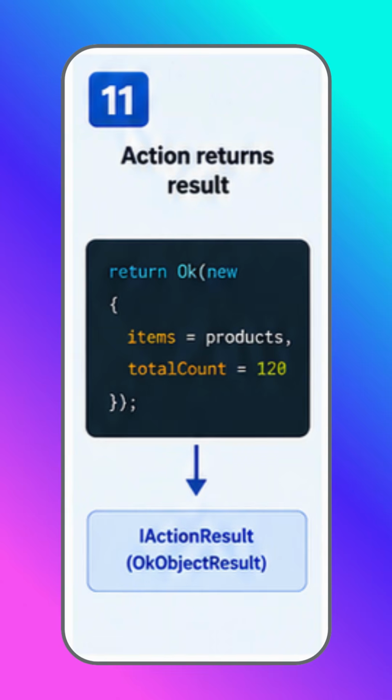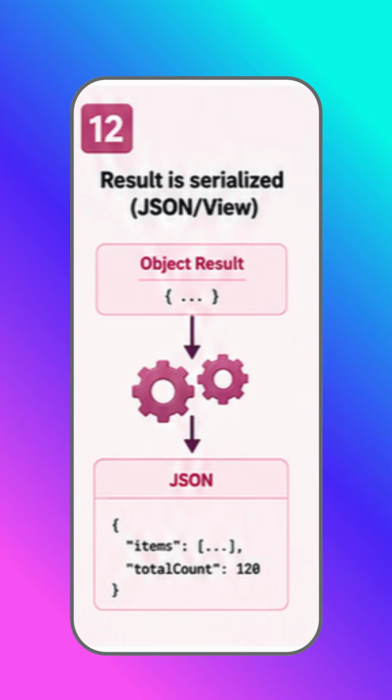11. Action returns result. The controller action returns a response such as JSON, view, file, or status code. 12. Result is serialized. ASP.NET Core converts the response object into JSON or renders a view for the client.